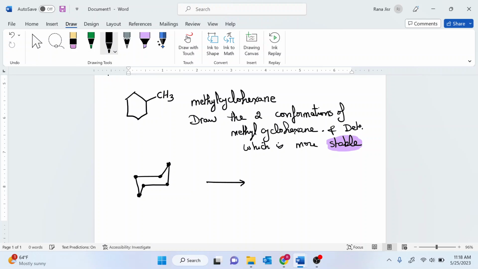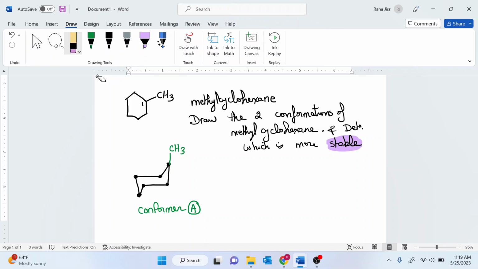Because it is a methyl cyclohexane, the CH3 can be on any carbon of the cycle. You can start numbering anywhere on the cycle. I'm going to start numbering from here, giving this carbon number one. I can put the CH3 either on the axial position or the equatorial position. I'm going to choose to put the CH3 on the axial position, because after I do this, I'm going to do the chair flip. And when I do the chair flip, that axial position will turn into an equatorial. So I would consider both cases. This is the first conformation of the methyl cyclohexane, so I'm going to call this conformer A or conformer 1, whatever you want to call it.